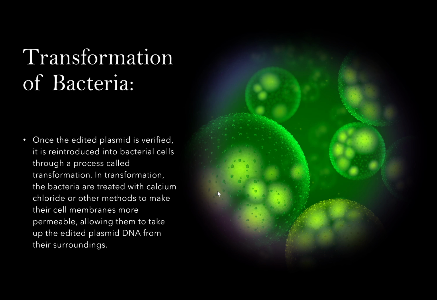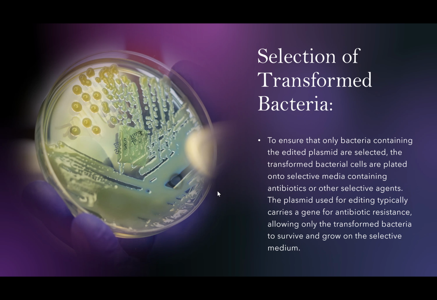Transformation of bacteria. What this is basically saying now is that we're going to try to use calcium chloride, or other chemicals or methods, to increase the permeability of the cell membrane. There are different methods to do it, but one method really uses calcium chloride to make the cell membrane more permeable to its surroundings. And then we have to select the transformed bacteria.